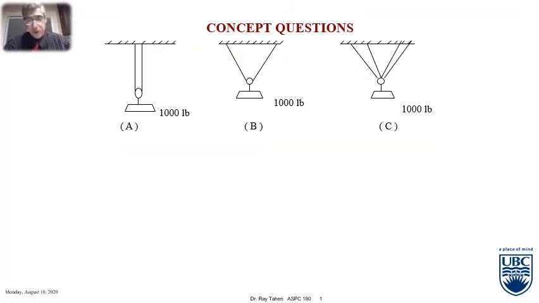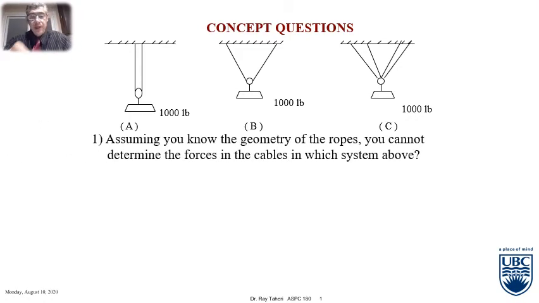Let's have some concept questions. Question one: it's saying that we have a pulley. So we have a weight here, which is 1,000 pounds, pulley A, pulley B, and pulley C. Assuming you know the geometry of the ropes, angles, and lengths, you cannot determine the forces in the cables in which of these systems? Well, you know that this is 1,000 pounds coming down on each of them.